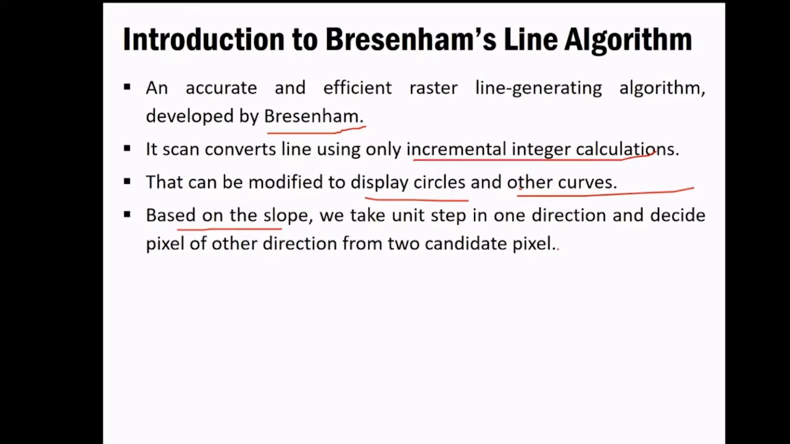Earlier in the DDA algorithm, we did not have any such processing or procedure. We did not have to choose from multiple options. We were just selecting one thing and going ahead in that direction only. But over here, it says that based on the slope, first of all, we have to start from some x or y direction, and then we have to decide to go further with another pixel that is close to that particular line.